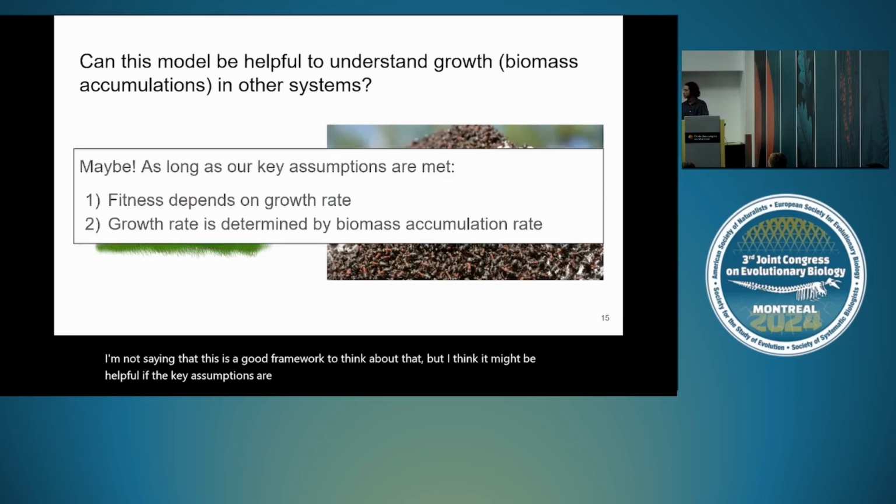Those key assumptions are that, first of all, fitness depends on growth rate, and growth rate is determined by biomass accumulation rate. These are the main assumptions that I made in my model. And also I assumed that the saturation function has a specific form.